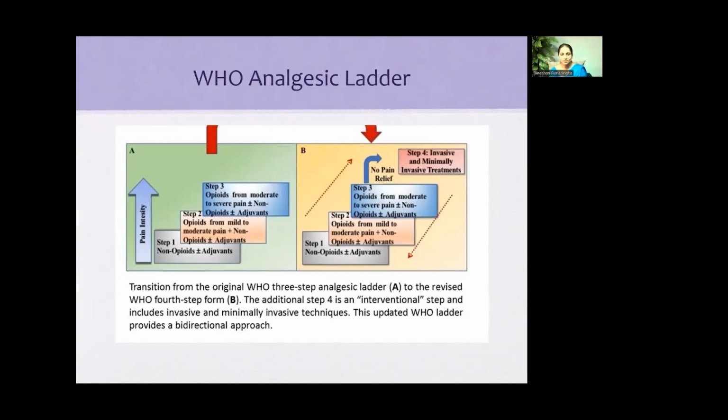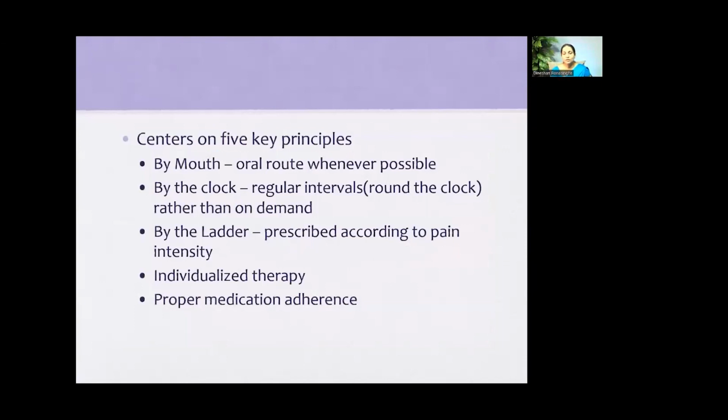So the first ladder consisted of 3 steps: step 1, step 2, and step 3, where mild, moderate, and severe pain was managed. And later on, they added a fourth step and made the ladder bidirectional. So we'll have a look at this analgesic ladder in a bit more detail. This analgesic ladder centers on 5 key principles. That is, the drugs are given by mouth. So the oral route is preferred over IV or other routes, oral whenever possible. And by the clock, that means regular intervals. The drugs are to be given at regular intervals or round the clock rather than on demand or as needed.